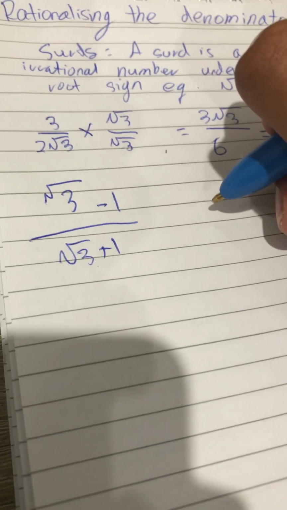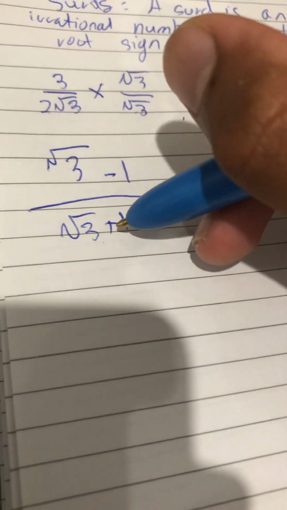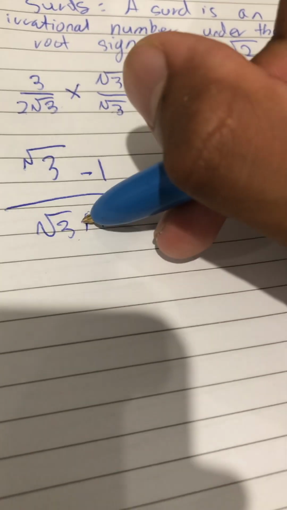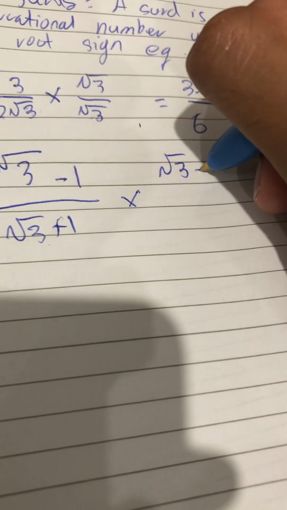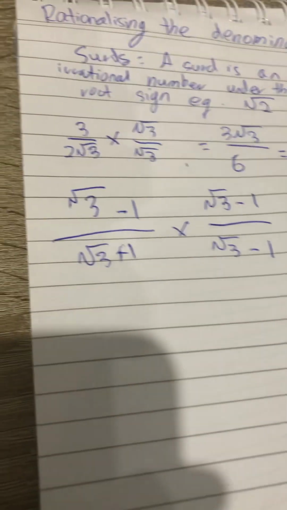Now how would I solve this? First, I would multiply it by the inverse in this case. The inverse of the denominator, since we've got a plus, is we're going to put a minus instead. So root 3, instead of plus 1, we're going to do minus 1 over root 3 minus 1.